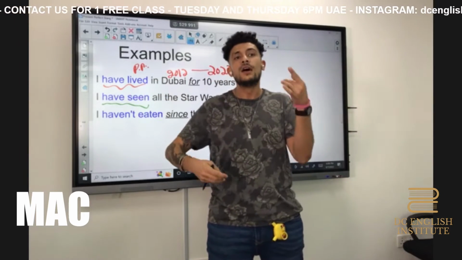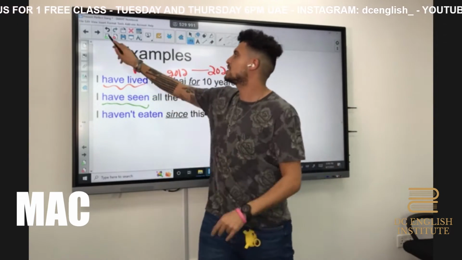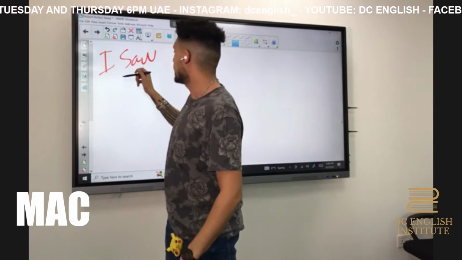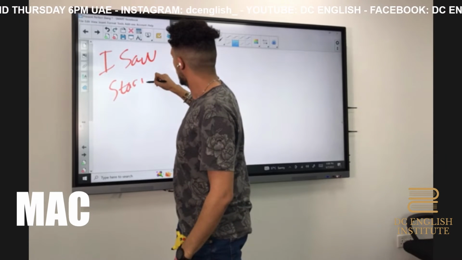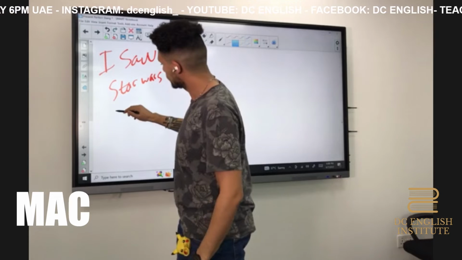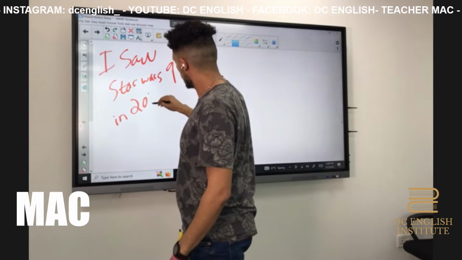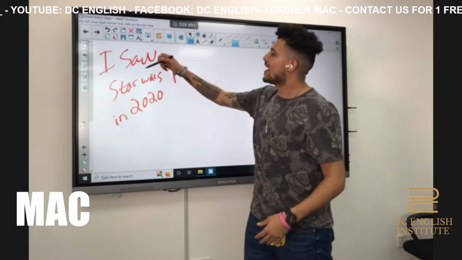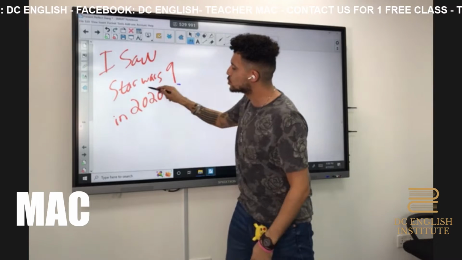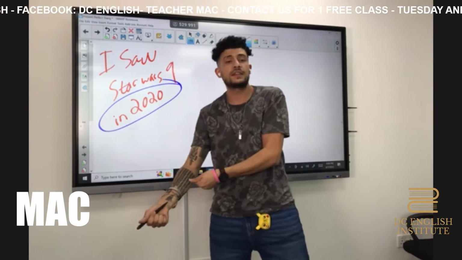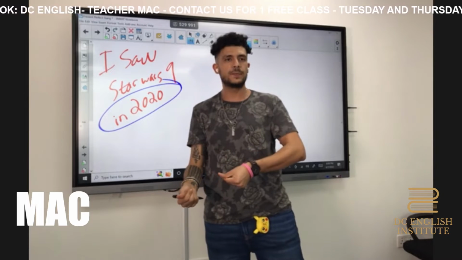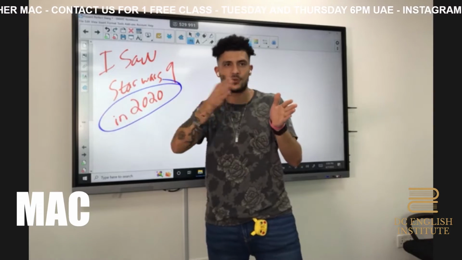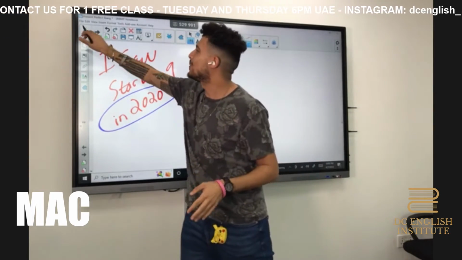I'm not talking about a specific time. A specific time is if I said, for example, I saw, let's say, Star Wars 9. I don't even know when Star Wars 9 came out, maybe it's earlier. But I saw Star Wars 9 in 2020. So you see how this is a specific time in the past. Since it's specific to the past, you need to use past tense. It's closed. You're not connecting past to present. You're just closing it, okay?